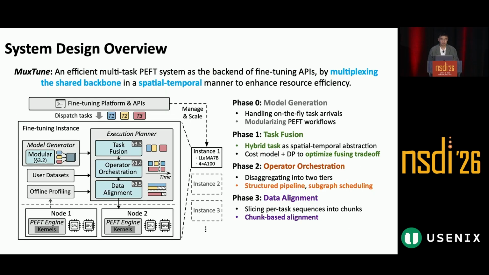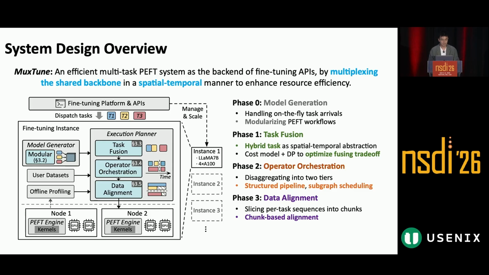Based on these insights, we built MuxTune, an efficient multitask PEFT system, by multiplexing the shared backbone across independent tasks in a spatial-temporal manner. The system is organized into 4 phases. The first is to generate a multitask model to handle on-the-fly task arrivals, based on PEFT workflow modularization. After that, we group tasks into hybrid tasks. Those within the same hybrid task are batched together, while hybrid tasks are temporally scheduled for interleaving.